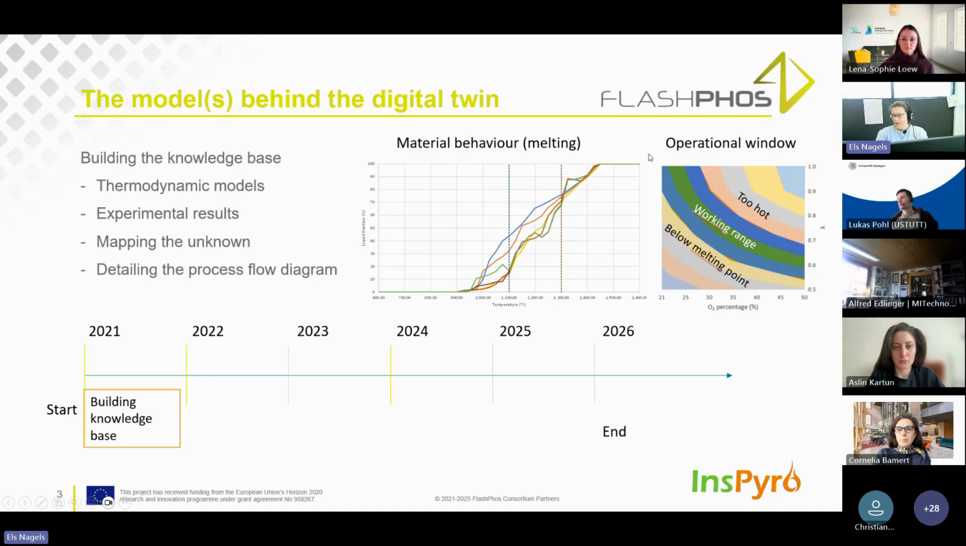Then next to that, we also worked on defining the operational window because, well, the goal is to get the phosphorus out of the material. So we need to find operational conditions that are reducing to get the phosphorus out, but you want to reduce the contaminants going out. So from an equation perspective, the first year we had a lot of challenges mapping everything and detailing the flow diagram.